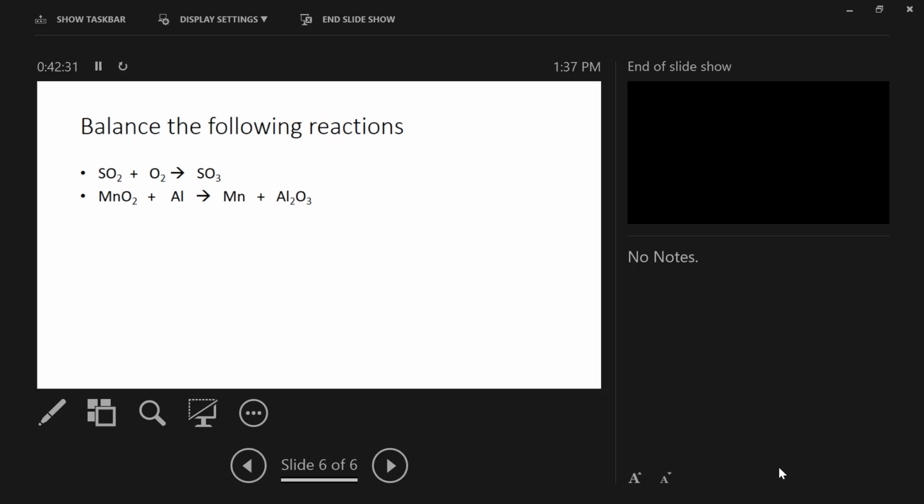All right? Now let's check our work. Do we have the same amount of sulfur on the left as we do on the right? Yes, we do. Do we have the same amount of oxygen on the left as we do on the right? 8 here, 4 more here is 12. 12 here, we're good to go.